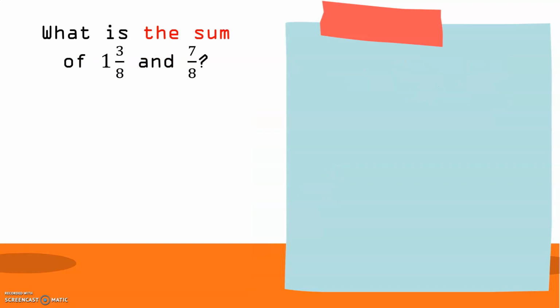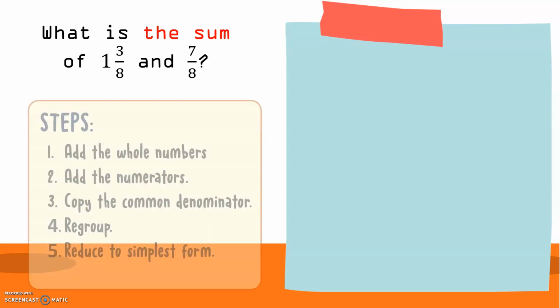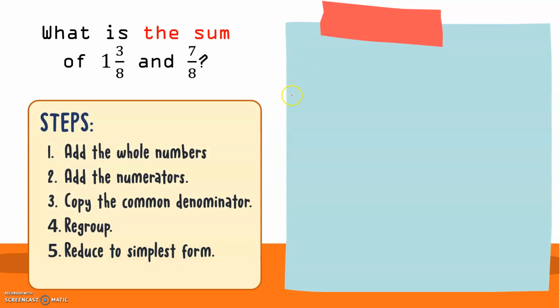What is the sum of 1 and 3/8 and 7/8? For us to get the sum of these numbers, we will follow these steps. Let's have 1 and 3/8 plus 7/8. So let's add the whole numbers. 1 plus 0, since there's no whole here, so we'll have 1. 3 plus 7 is 10, and the common denominator is 8.